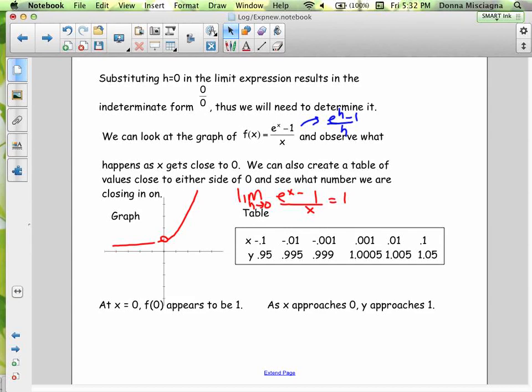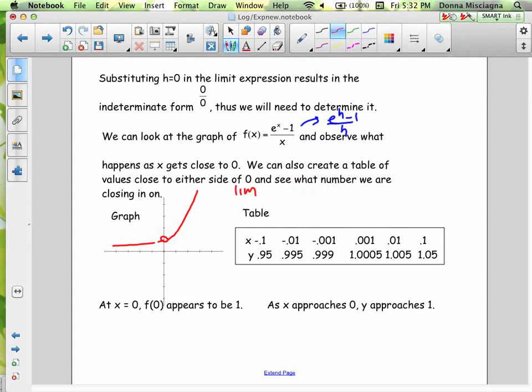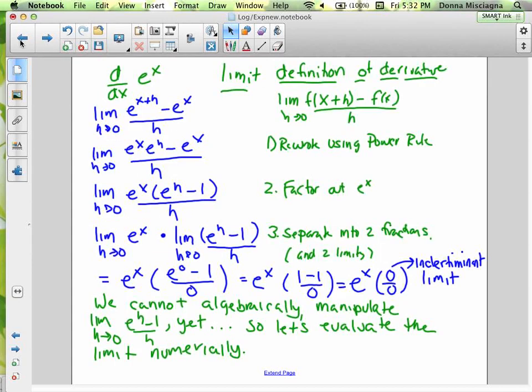So the limit as h goes to 0 of e to the x minus 1 over x, or in our case, since it was e to the h, let's write that. The limit as h goes to 0 of e to the h minus 1 over h is 1. So let's go back to our derivation, our limit derivation, and put that in.